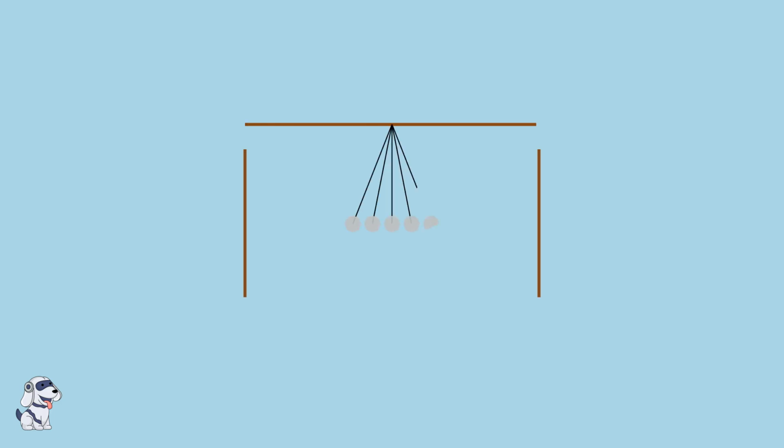Newton's cradle demonstrates how gravitational potential energy converts to kinetic energy and transfers momentum through collisions, showing gravity's role in energy transfer. When we lift and release the first ball, gravity pulls it down, converting potential energy to kinetic energy. The collision transfers this energy through the stationary balls.